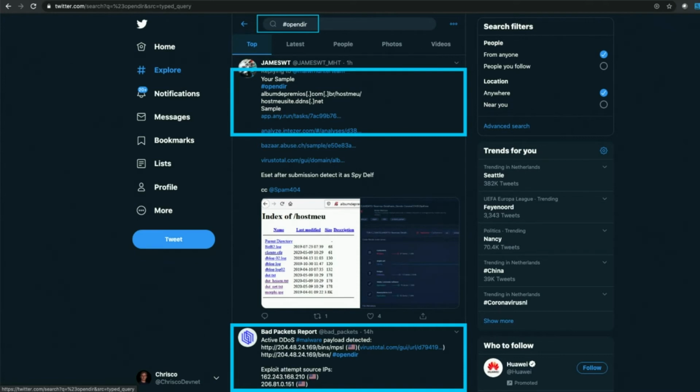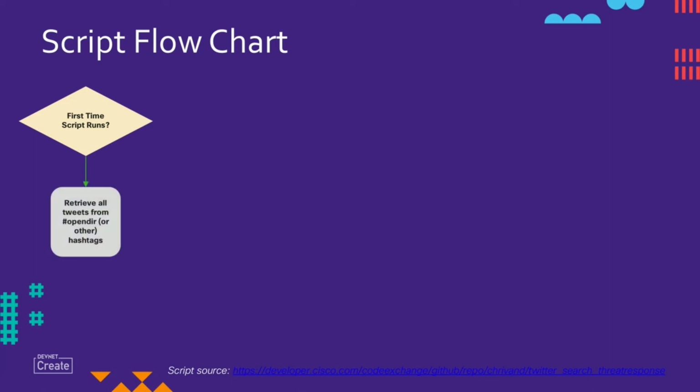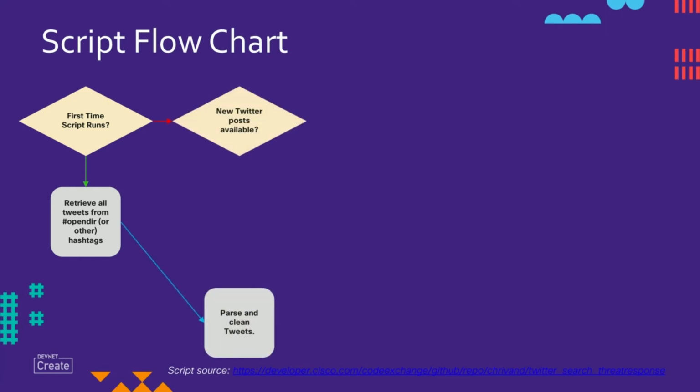Now the script flowchart looks a little bit like this. It will check if it's the first time the script runs. If so, it will retrieve all of the tweets via the search API from Twitter. It will then parse and clean all the tweets. If it's not the first time it runs, it looks to see if there are new tweets available. If so, it will only retrieve the new tweets.